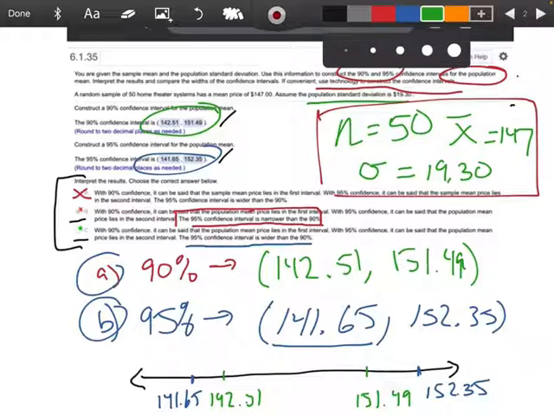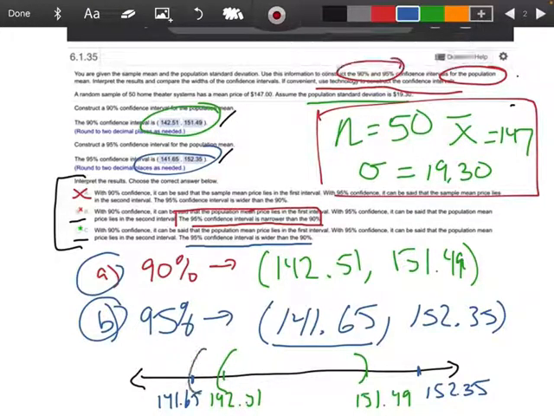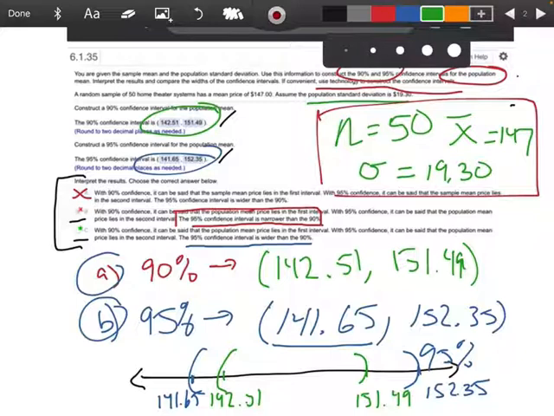So that's why we're saying the 95% confidence interval is wider than the 90%. And you can think about this, since they're intervals, you can kind of think like an interval on the number line, because that's exactly what it is. And so you can see that the 95% is wider than the 90%.